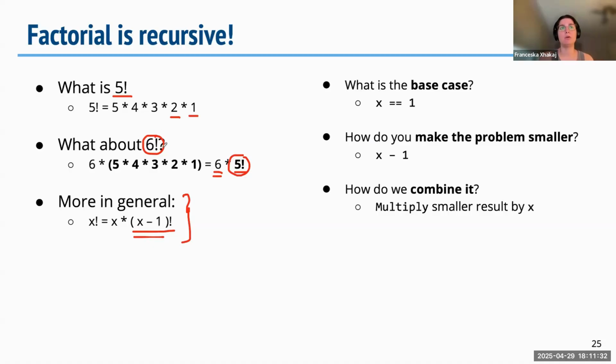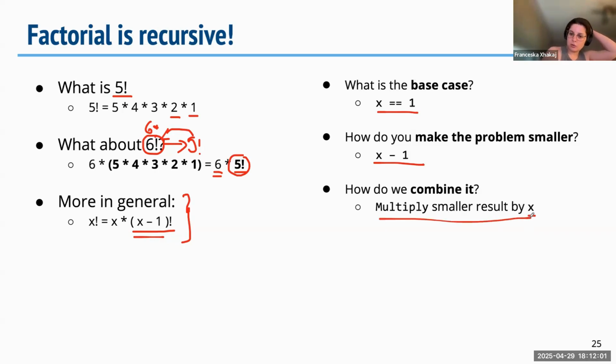What do I mean by that? When I was trying to calculate 6 factorial, I asked my friend to calculate 5 factorial. They calculate 5 factorial for me, they give it back to me, and then what's left for me to do? I have to multiply the value that they gave me by 6, and 6 is the x that I was looking for. So, base case, when x is equal to 1, and a recursive case, I make the problem smaller by 1, and then whatever that result gives me, I multiply it by x.